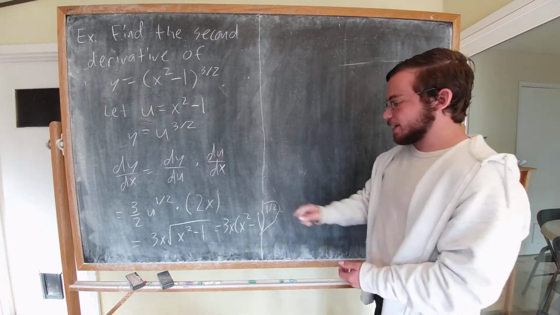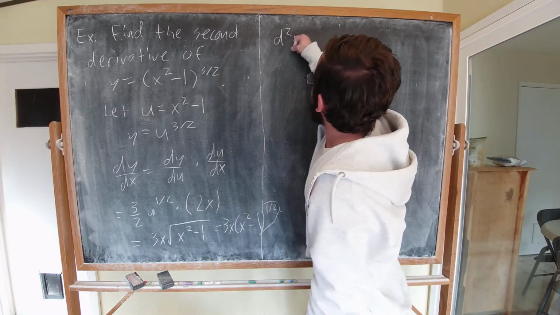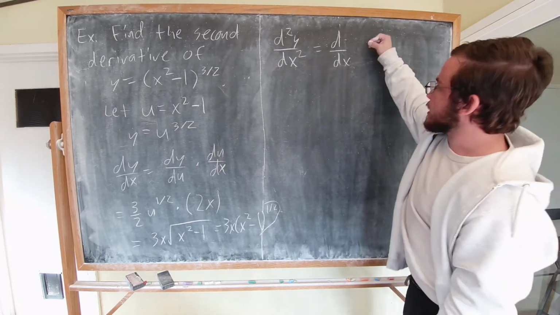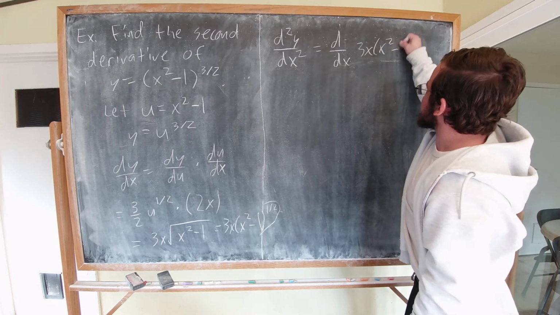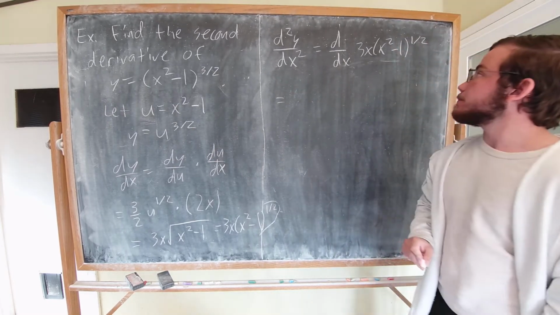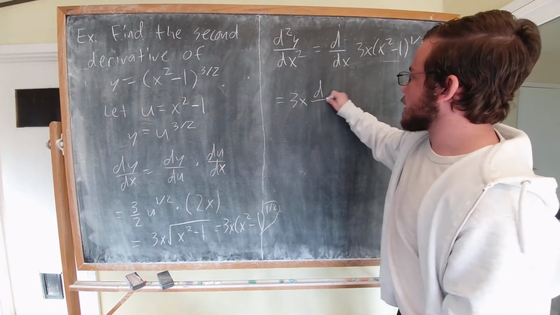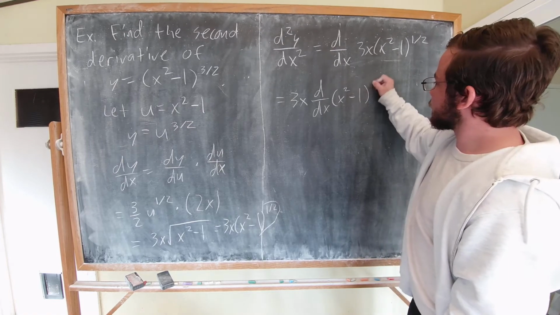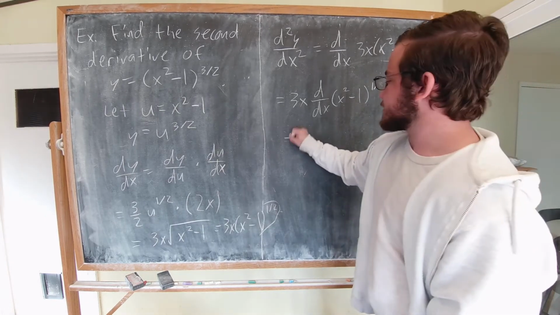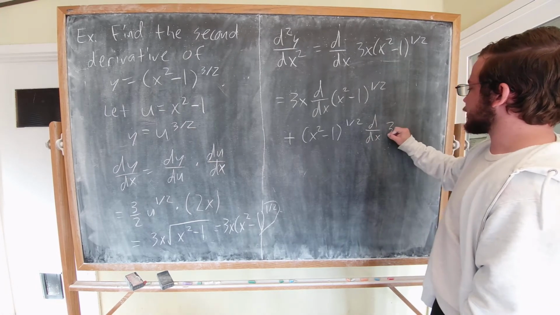Alright, we're going to keep the same substitution of u equal to x squared minus 1, and start trying to take the derivative. The second derivative of y with respect to x is the derivative of the first derivative, aka d/dx of 3x times x squared minus 1 to the 1/2 power. By the product rule, since we have two things getting multiplied together, this is equal to first chunk times the derivative of the second chunk. The clear chunks here are the 3x and the x squared minus 1 to the 1/2 power. Plus second chunk times derivative of the first chunk.